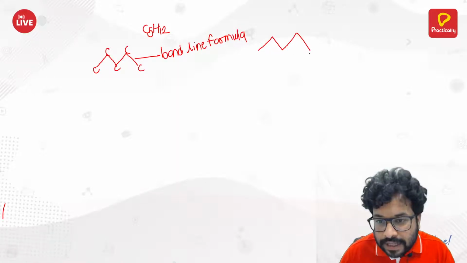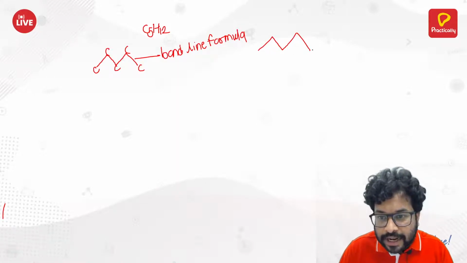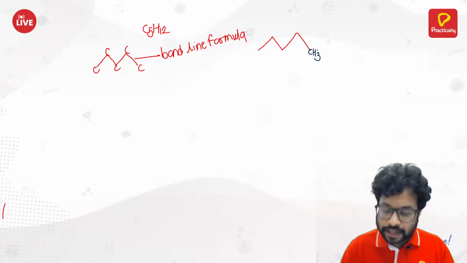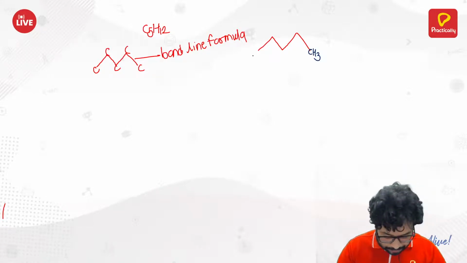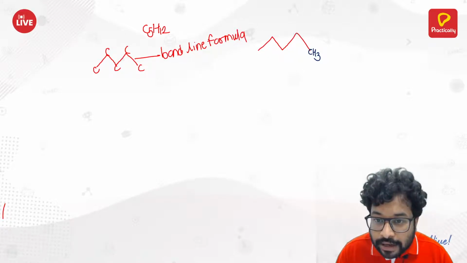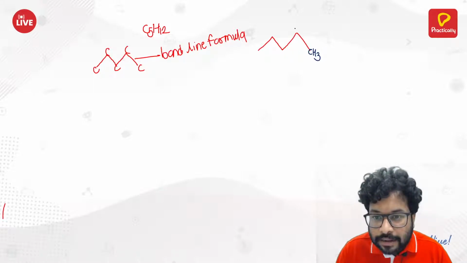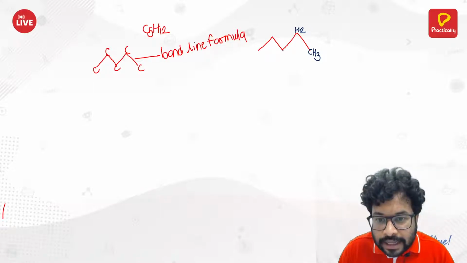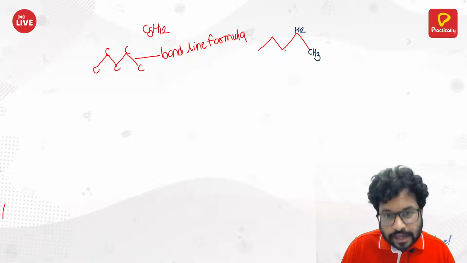So this carbon is attached with only 3 other carbon atoms. That means there must be 3 hydrogen here, CH3, right? Similarly, if you look at here, this carbon is attached with this carbon and this carbon. That means this carbon would have 2 hydrogen, CH2, right? Similarly, this carbon is attached with two other carbon atoms.